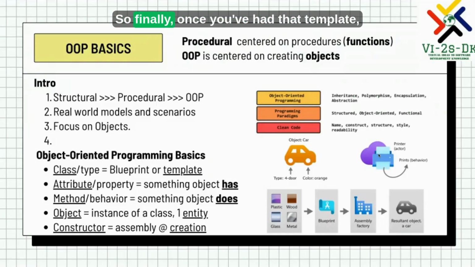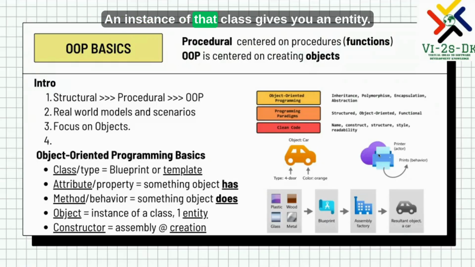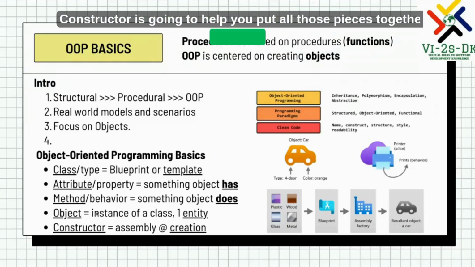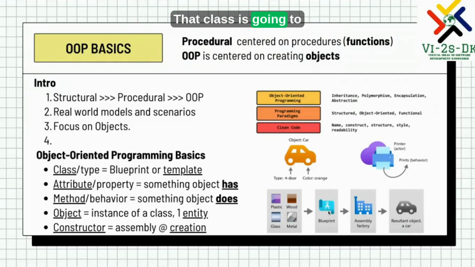So finally, once you've had that template, you can use that template to produce an instance of that class. That instance of that class gives you an entity, for instance, an object. But in order for you to be able to create that object, you need a constructor. A constructor is going to help you put all those pieces together, and then you come out with an object. So a constructor would be like an assembly. For instance, if you have plastic, wood, metal, glass, those are all things that you need to put together based on a blueprint, which is a class. That class is going to be using an assembly factory or a constructor to be able to produce an object. So that's just one object. You can produce 10 objects.